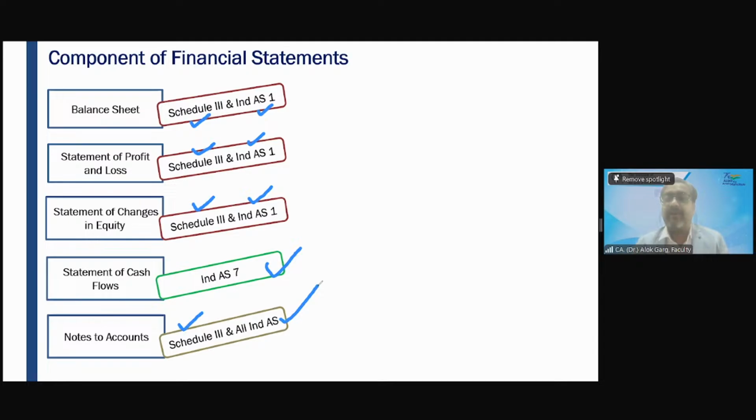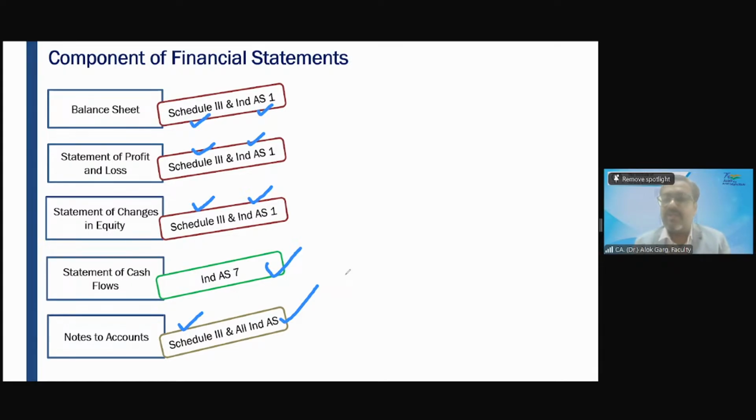Why am I saying all Ind AS? For example, you are doing actuarial related disclosure, actuarial report. Gratuity का आप disclosure करते हो ना? So that actuarial disclosure is required as per Ind AS 19. You are also doing disclosure relating to the related party. So Schedule 3 does not give you what the related party disclosures are. Schedule 3 says you have to do the related party disclosure as per Ind AS 24, right?